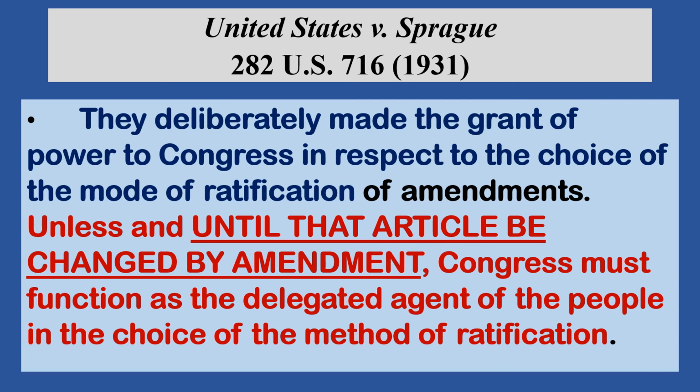Perhaps the most interesting part of the United States versus Sprague case is what it advises. It very clearly states that until that article is changed by an amendment, Congress still has the power to choose the mode of ratification. If we think that is wrong, then we have to change Article 5. So that may be what we want to start considering.